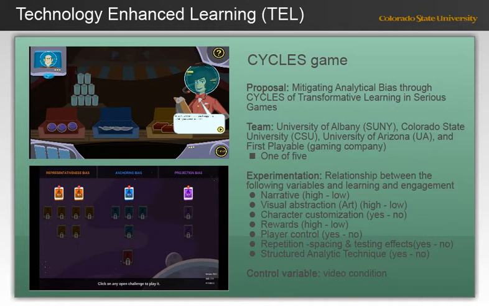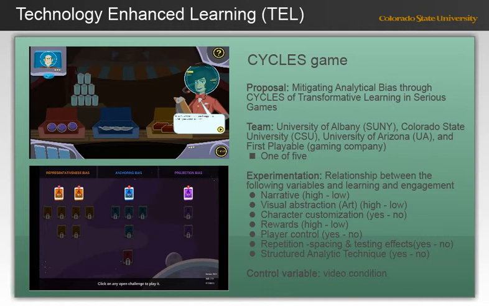In experimentation, we are looking at relationships between the following variables. We looked at narrative, high-low narrative, visual abstraction or art, either high fidelity art or low fidelity art, character customization, which is whether or not the player can customize their character, and then we looked at rewards. So we gave players lots of rewards, or we gave them no rewards. Player control, whether or not they could control the game.